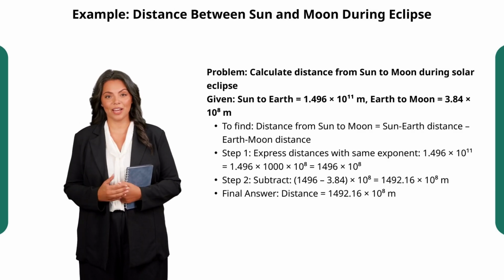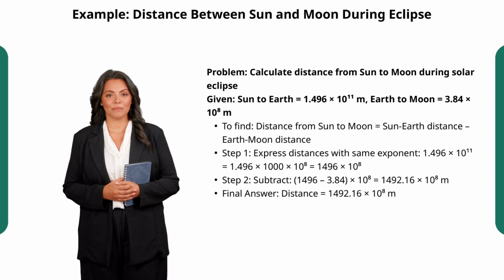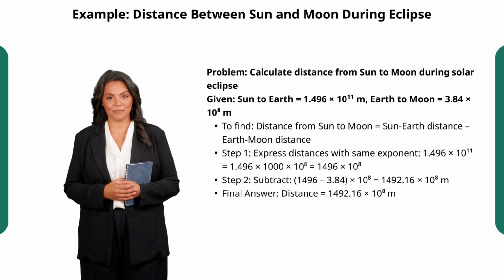Imagine a solar eclipse where the moon comes between the Earth and the sun. At that moment, what is the distance between the moon and the sun? We are given the distance from the sun to the Earth is 1.496 times 10 to the power 11 meters. And the distance from the Earth to the moon is 3.84 times 10 to the power 8 meters.